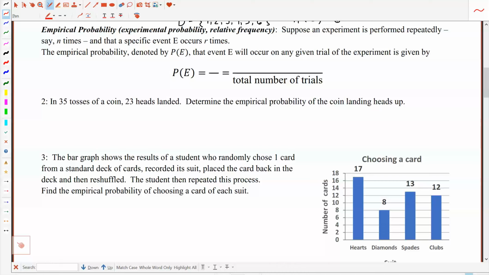Now the empirical probability, which would be denoted by P parentheses E, so notice it's a capital P, and then inside the parentheses is the event you're keeping track of. So this notation is not multiplication or anything like that. We would just verbally say this. This is just a shorthand way of saying the probability of event E.